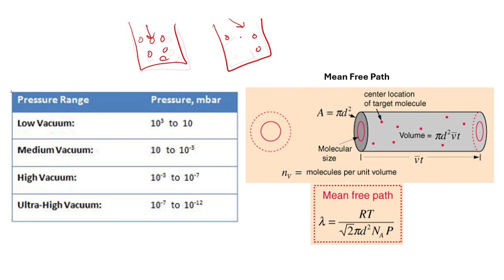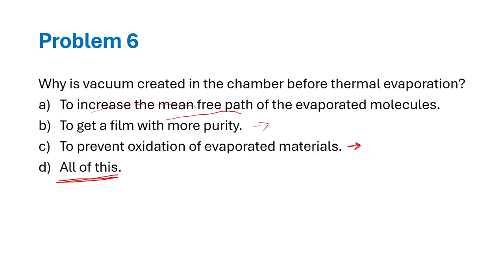So in most of our deposition systems, we'll have vacuum in order to increase the mean free path as well, to increase the distance between two collisions, to get a film with more purity, and to prevent oxidation of evaporated materials. So the answer is option D. Is this clear? Any doubts?